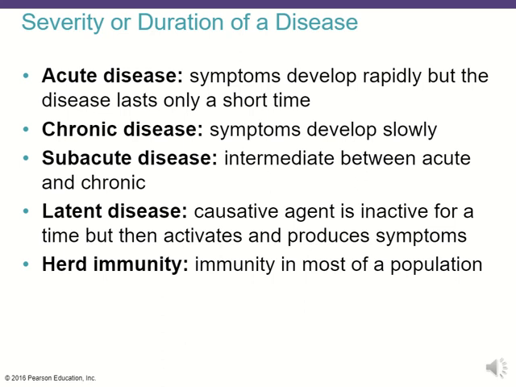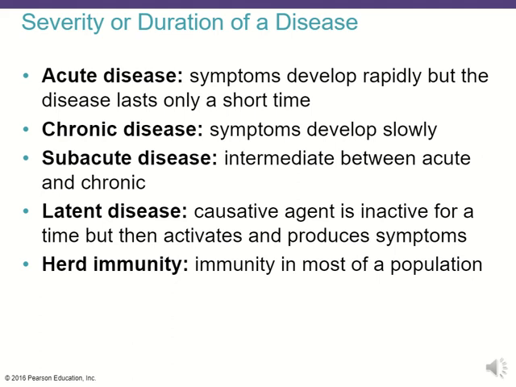When looking into the severity or duration of disease, one classification is that a disease may be acute. Simply, symptoms develop rapidly, but the disease lasts only a short amount of time. There are chronic diseases, though, where symptoms develop slowly. A subacute disease would be the intermediate, in the middle ground between something that's acute and something that's chronic. And a latent disease involves a causative agent that is inactive for a time, but under the right conditions becomes activated and produces symptoms of that disease.